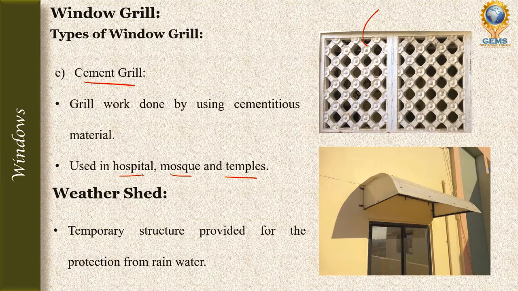Next one is weather shield. We will provide it above the window or any important areas. It is a temporary structure provided for protection from rainwater. During the rainy season, if you want to protect this window structure or any other structure, we will provide this weather shield. This weather shield can also be in plastic or metal. Any metal also we can get.